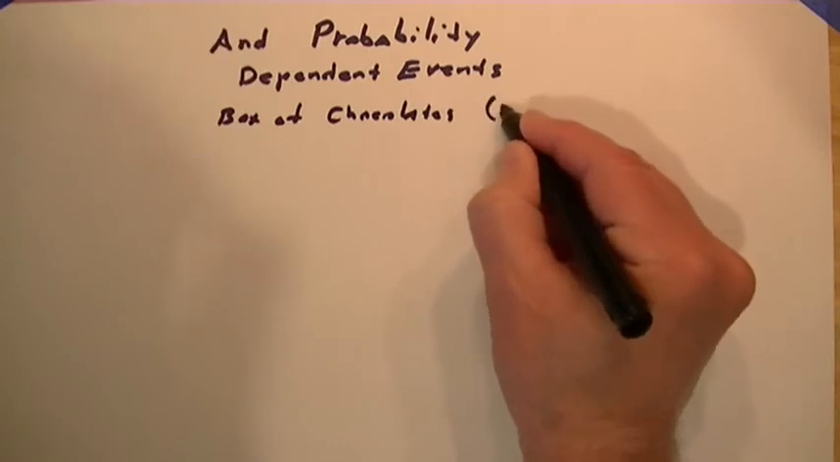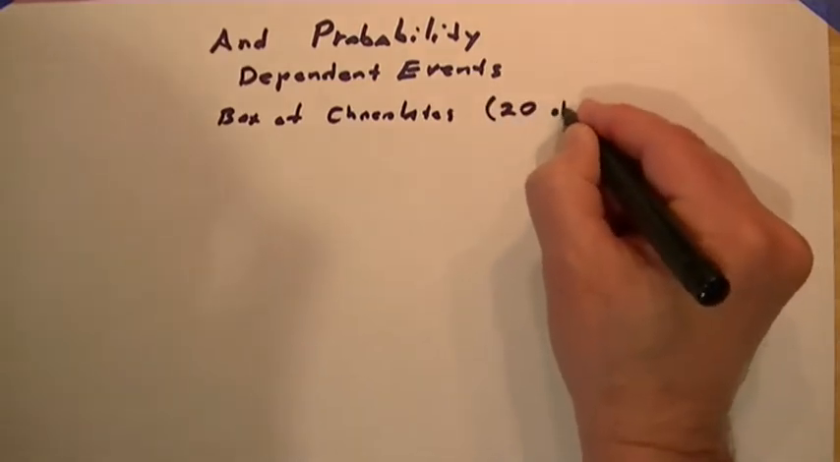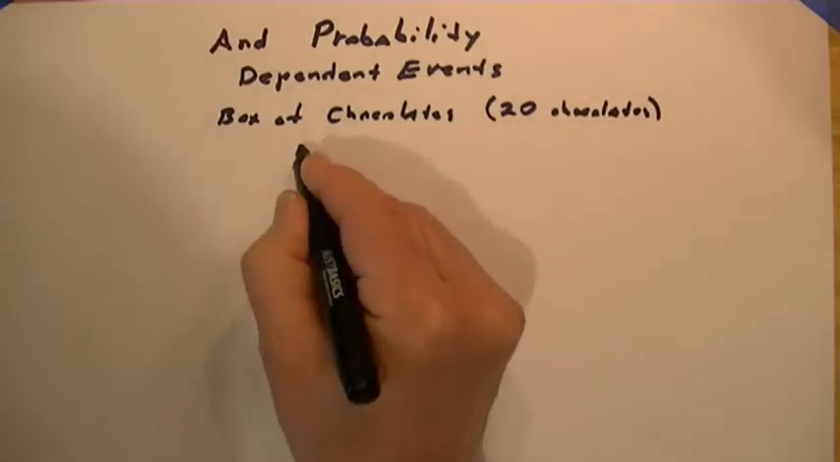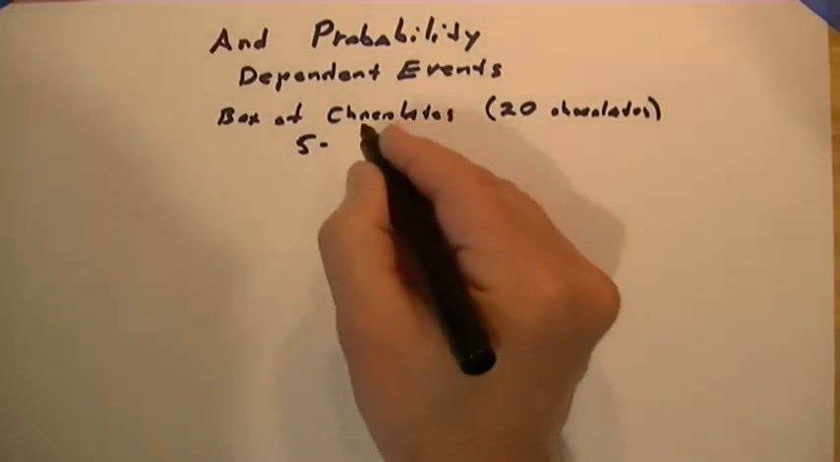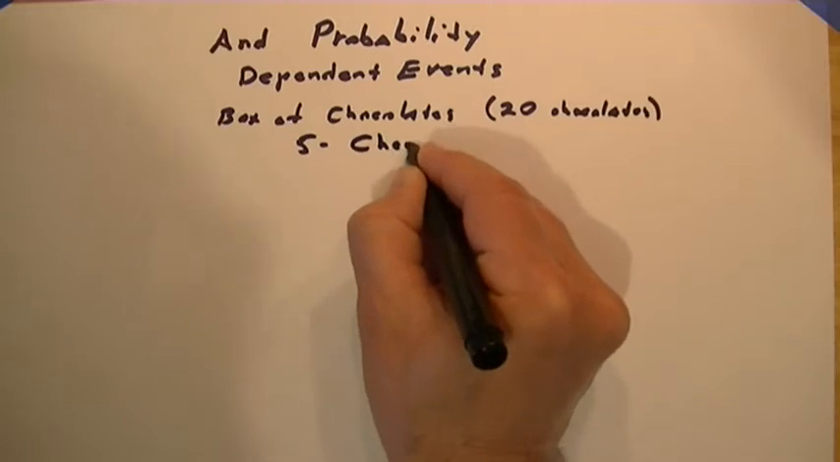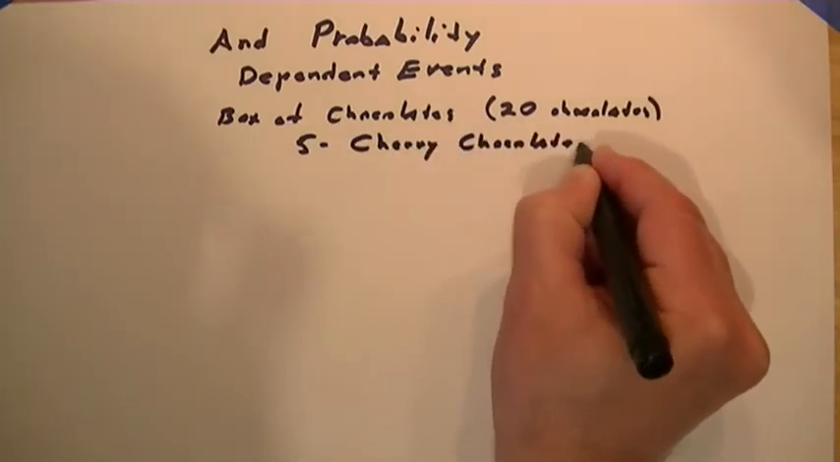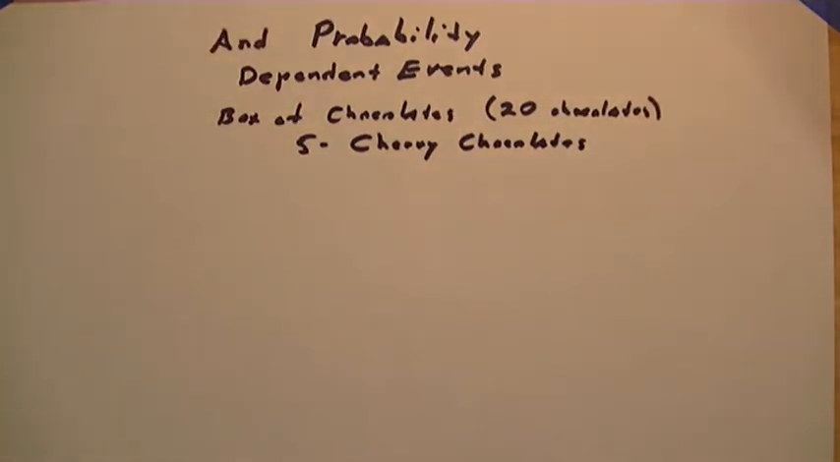And there are 20 chocolates. Five of those are cherry chocolates. And you want to know what is the probability of selecting a cherry chocolate twice in a row.